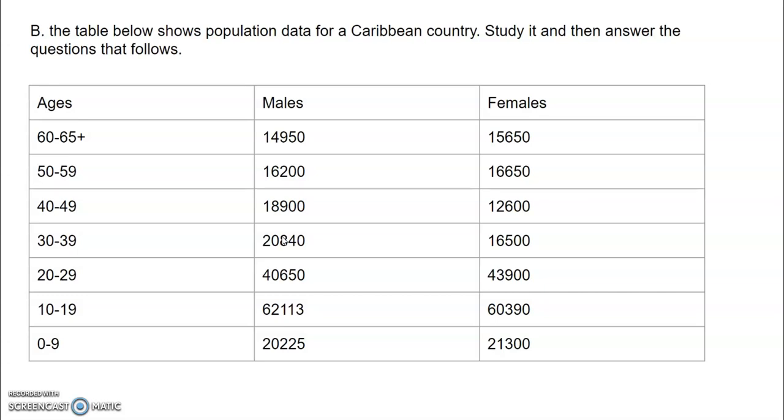Question B: the table below shows population data for a Caribbean country. Study it and then answer the questions that follow. The table shows the age groups 60 to 65 and over, 50 to 59, 40 to 49, 30 to 39, 20 to 29, 10 to 19, and 0 to 9, for males and females. You can look at the figures there for the males and the females.